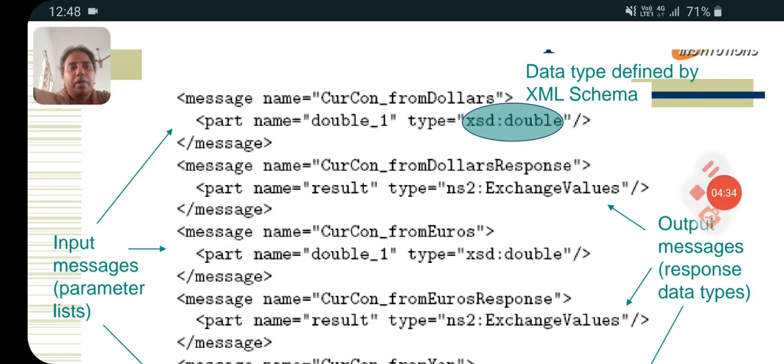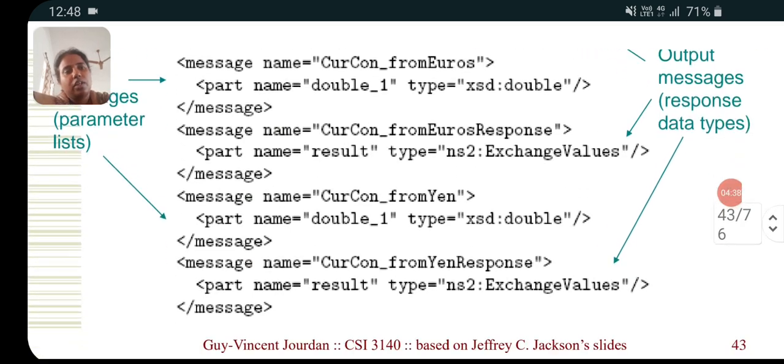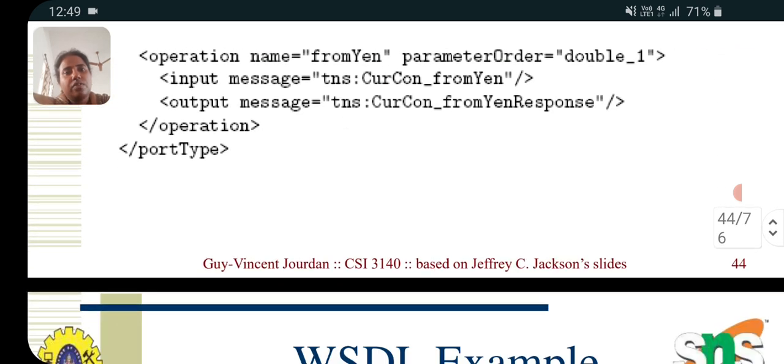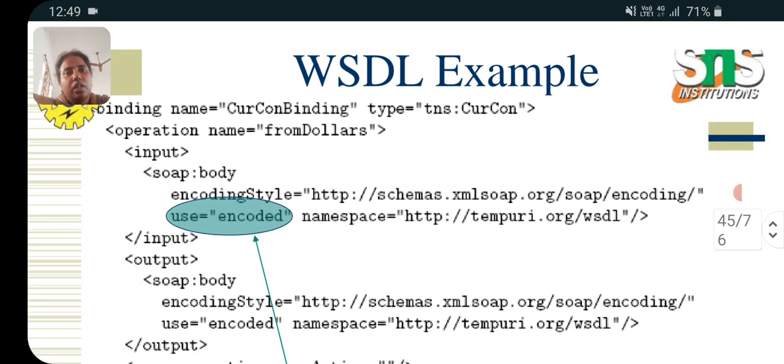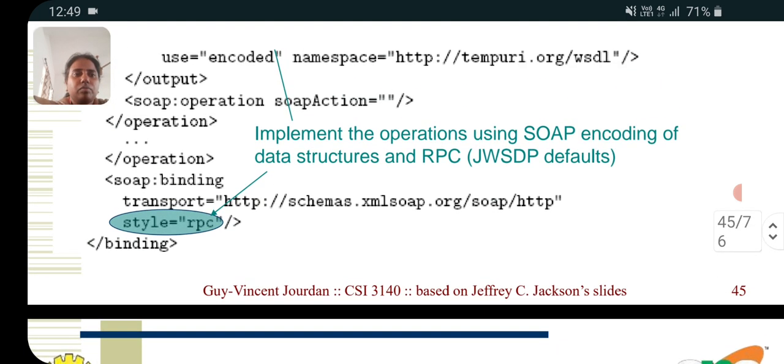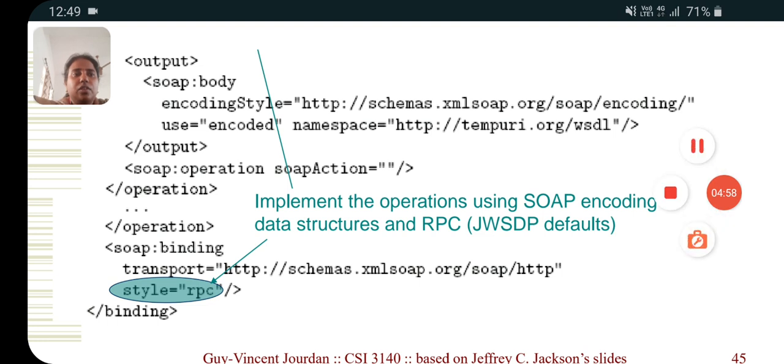This is the central input parameters. The parameter list contains the input messages and the output messages. In the WSDL example, this is where the operations are done. Use encoded is mentioned here, which is the particular thing that implements the operations using SOAP encoding of data structures and RPC in JWSDP.